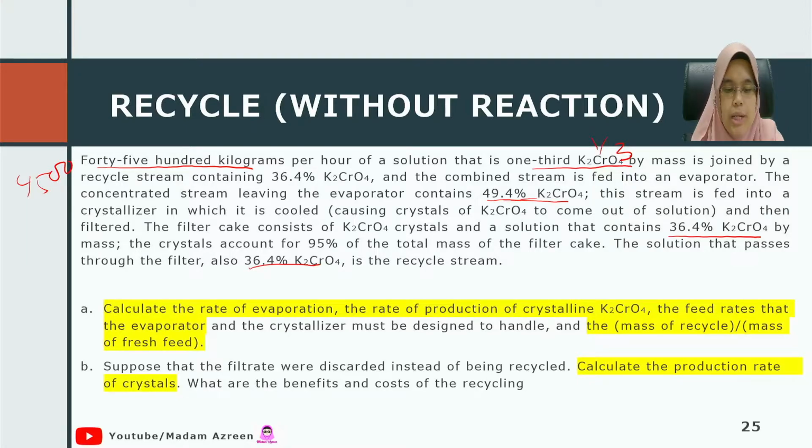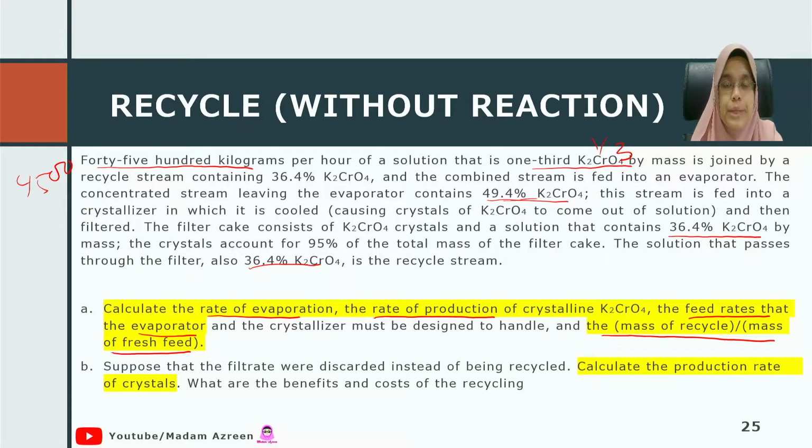So you need to calculate the rate of evaporation, the rate of production of crystalline, the feed rate to the evaporator, and the recycle, that is, the mass of the recycle over the mass of fresh feed. Just like previously, as you calculate the recycle ratio.